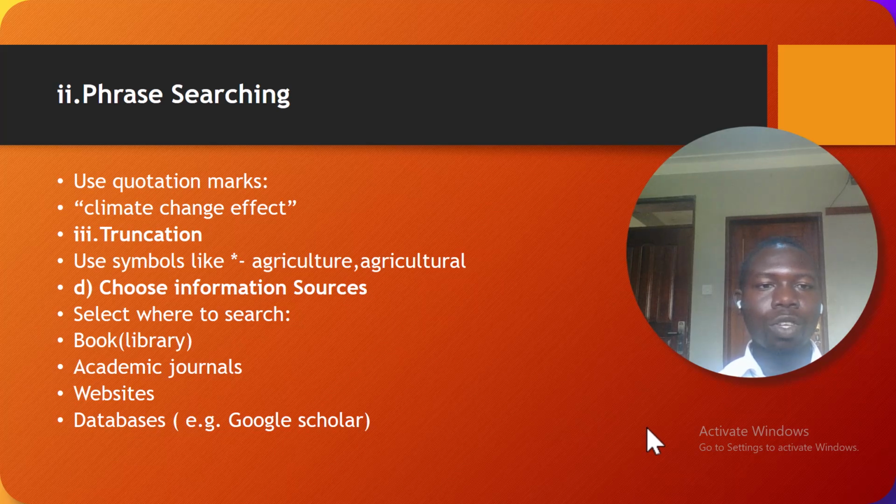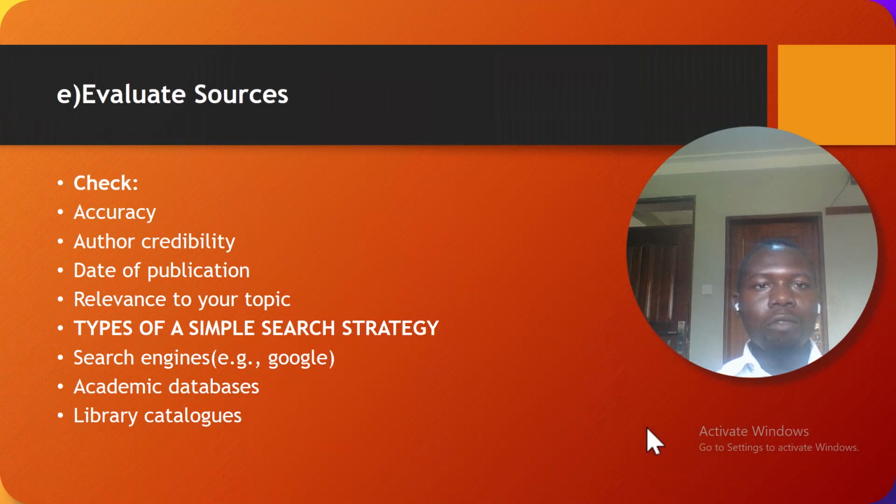So you have to go and choose information sources. You have to select where to search, and you can use books, academic journals, websites, and databases, for example Google Scholar. To evaluate sources, you have to check accuracy, author credibility, date of publication, and relevance to your topic. Types of a simple search strategy: you can use a search engine, for example Google, academic databases, and library catalogs.